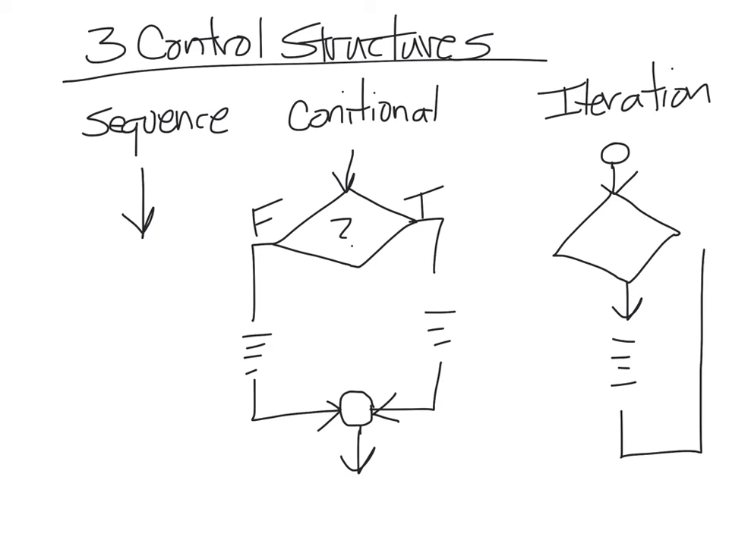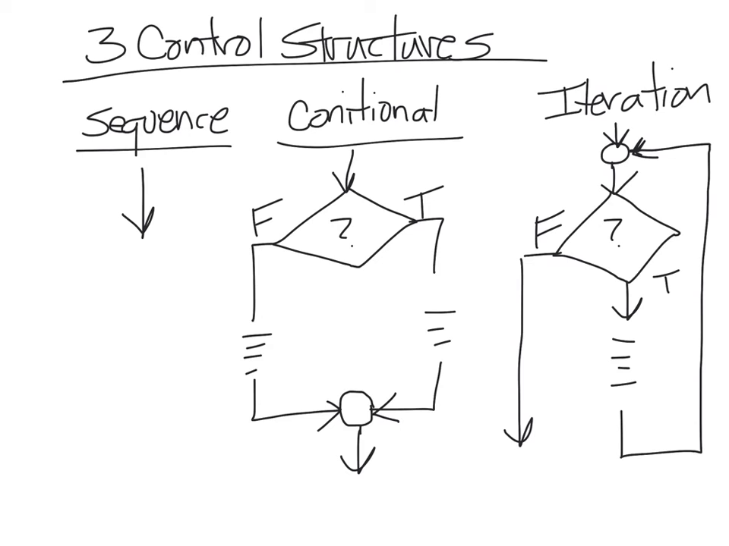When I draw those dotted lines, what I'm referring to is there's more code there. True, stay in the loop. False, get out of the loop. Here, we always have 1 in, 2 out, always comes back together. Here, we have 1 in, 2 out, and it always loops back to a connector. 3 control structures. Alright, so that's a great start on that.